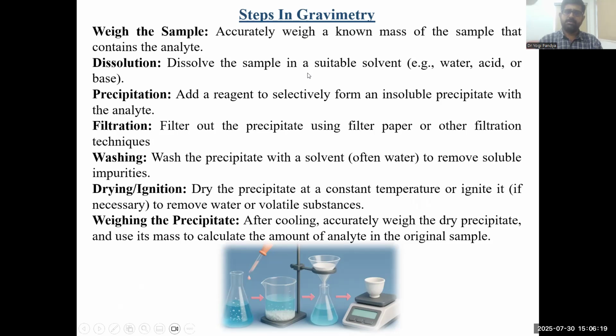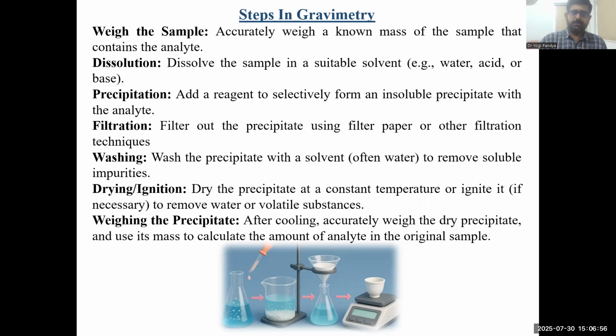Then we add a reagent so that the main analyte is converted into an insoluble precipitate. This step is important. The third step is precipitation, in which, by addition of the reagent, your analyte is selectively precipitated. Then we do filtration using filter paper or other filter assembly like the Buchner funnel and flask assembly.